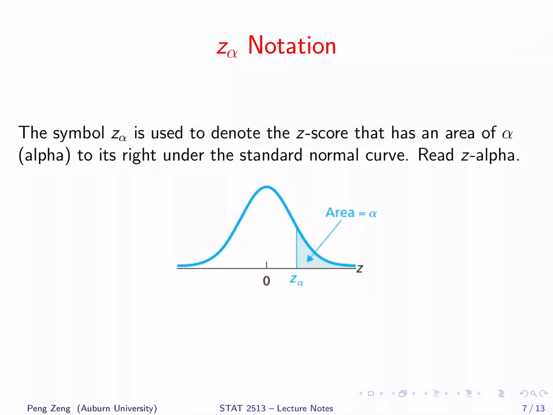We want to introduce a new notation called z-alpha. This symbol is used to denote the z-score such that the area to the right of z equals alpha. We will use this notation frequently later. Of course, the area to the left of z-alpha is 1 minus alpha.